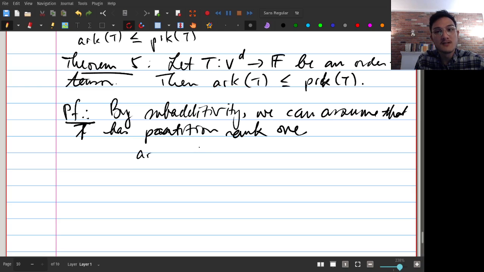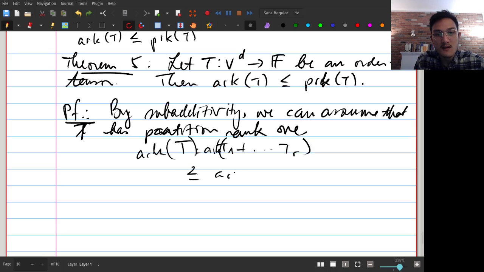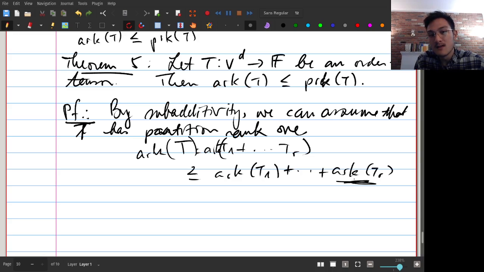So say t has partition rank r. Then t is equal to t1 plus all the way up to tr for some partition rank 1 functions. And so arc of t, which is equal to arc of this, is less than or equal to arc of t1 plus all the way up to arc of tr. So it just suffices to show that arc of a partition rank 1 function is less than or equal to 1.